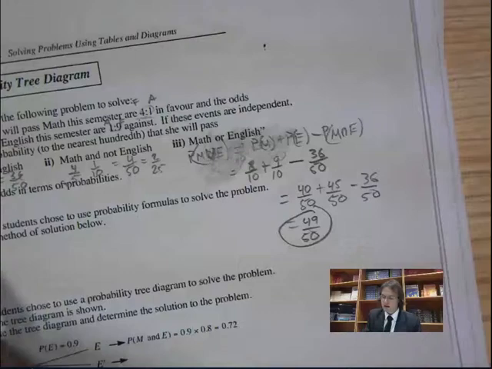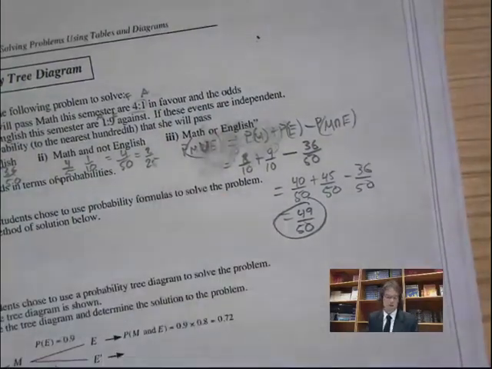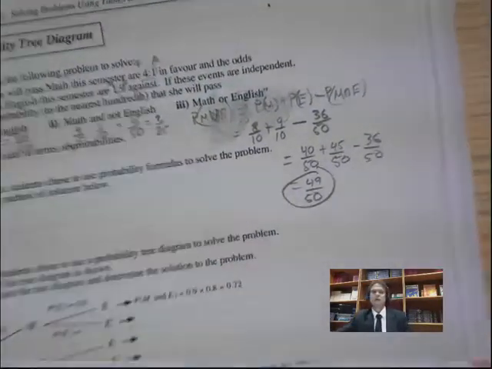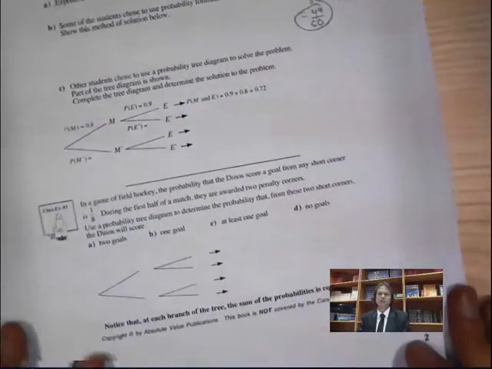I kind of did A and B all together. Now the other way we could do it is by doing a tree diagram. So I'll zoom out so we can see the tree diagram.